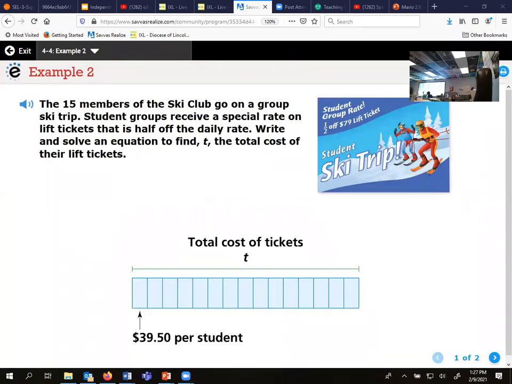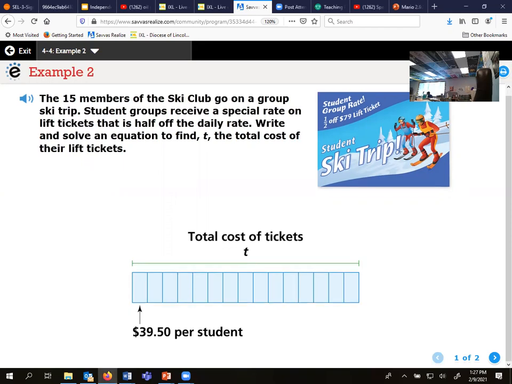Okay, the 15 members of the ski club go on a group ski trip. Student groups receive a special rate on lift tickets that is half off the daily rate. Write and solve an equation to find T, the total cost of their lift ticket. Okay, so they already told us the lift ticket is $79 originally, but they get it half off. So they're getting it for $39.50. And we want to find the total cost of the lift ticket.